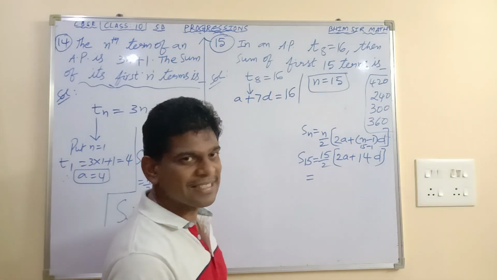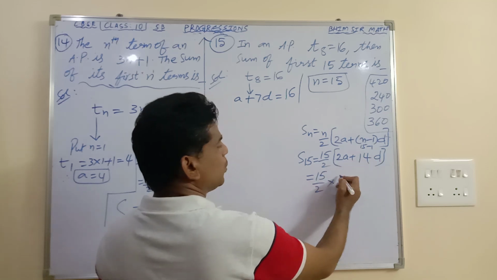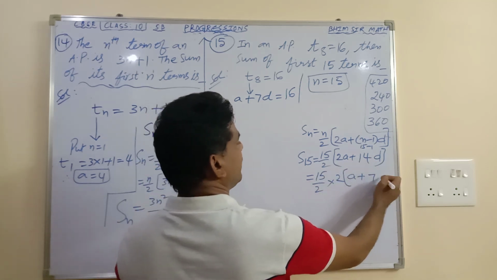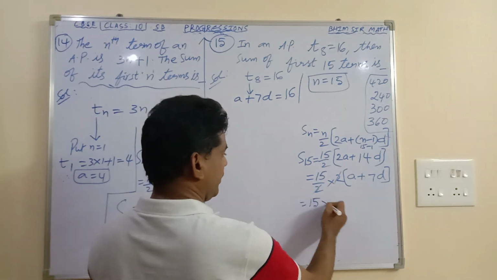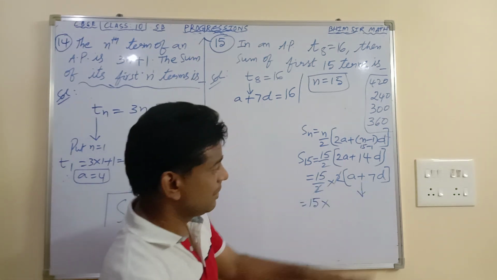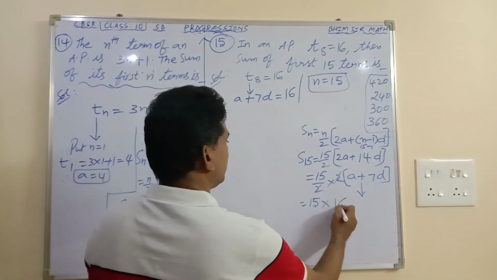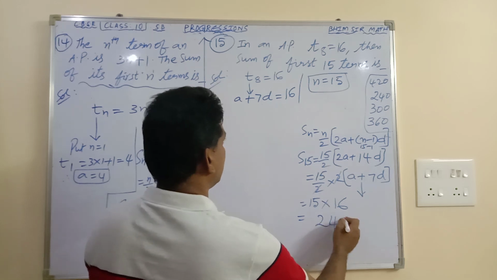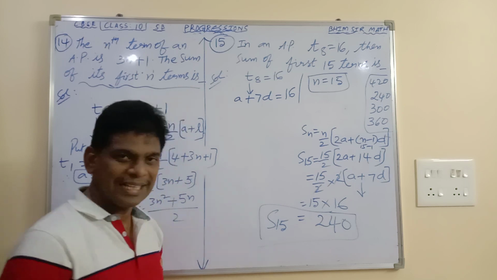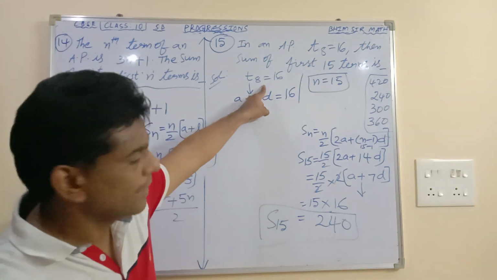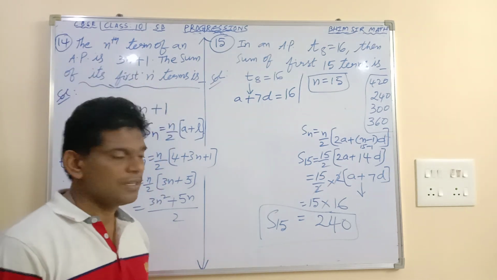So we are finding the sum of first 15 terms. 15 by 2 into, taking 2 as common, you will get a plus 7d. The 2 will be cancelled. 15 into a plus 7d, whose value is given as 16. 15 times 16 is 240. This is nothing but S15. See, without knowing the other terms, with this one term we got the sum of first 15 terms. Do you understand? Yes. Okay.